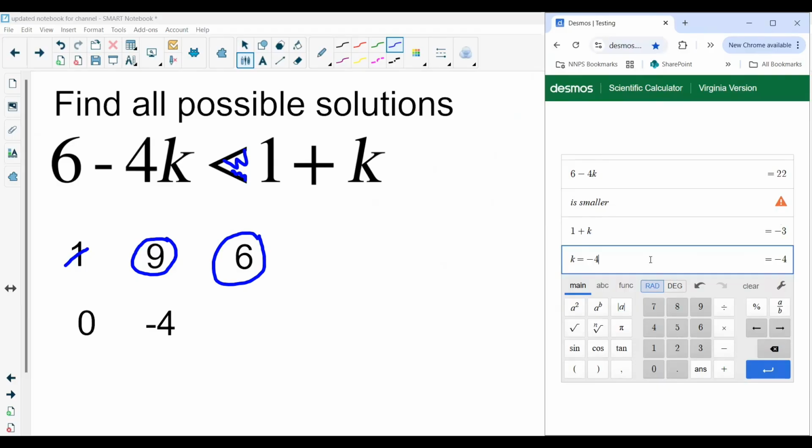Lastly, let's try -4. We get 22 is smaller than -3. Is that true? Nope. So we have our solutions over here. Okay? Our solution could be 9 and it could be 6 because it makes this side over here smaller than this side over here when you plug them in.